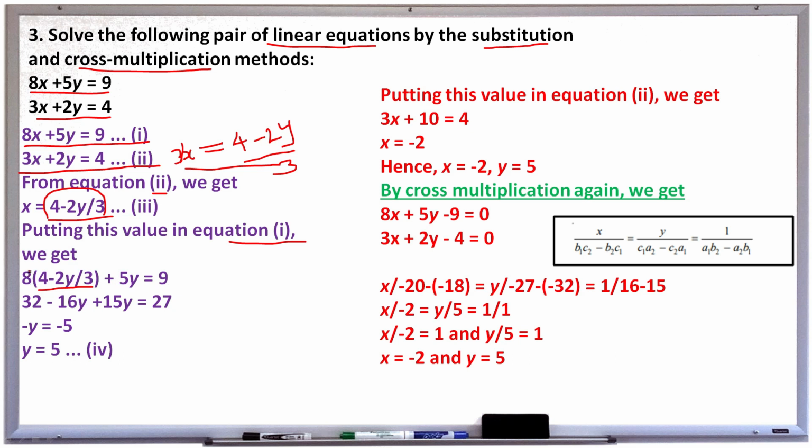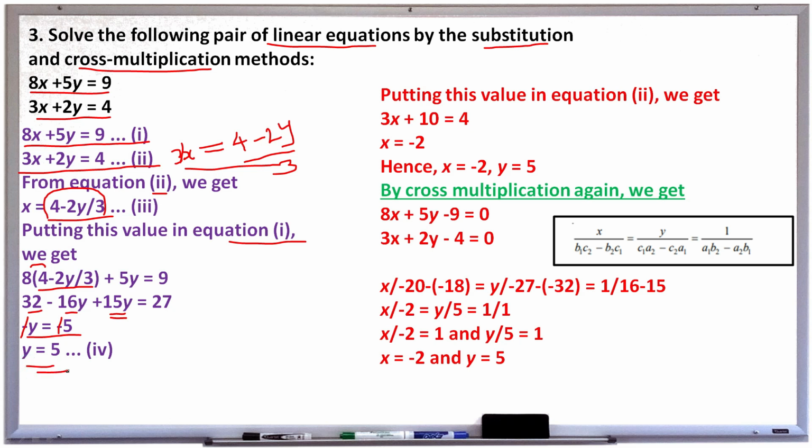Open the bracket, 8 4s are 32 and 8 2s are 16y, plus this 5y, the denominator is 3, so taking LCM, 3 is common, so 5 3s are 15. Simplifying, after simplifying you will get minus y is equal to minus 5. That means minus minus will get cancelled, so y is equal to 5.